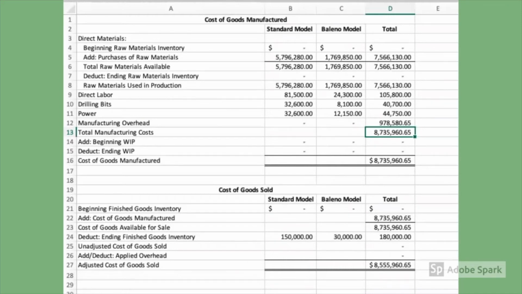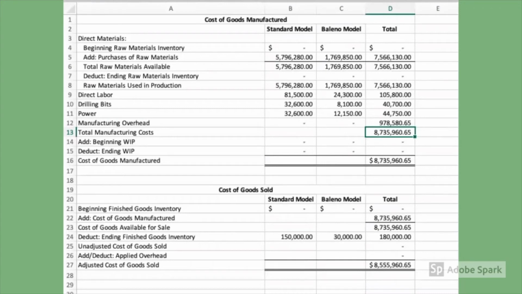In this case, there is no actual beginning raw materials inventory. So what we had to do was add what we purchased during the period. What we purchased during this period was $5,796,280 for the standard model and $1,769,850 for the Bellino model. And then over on the right, you see that we have a total column. This is going to be the totals of both the standard and Bellino model combined.